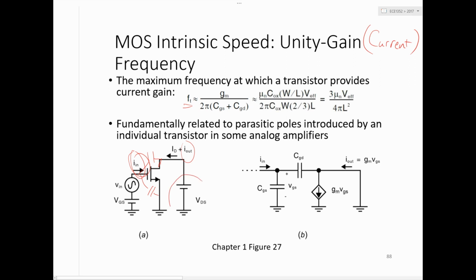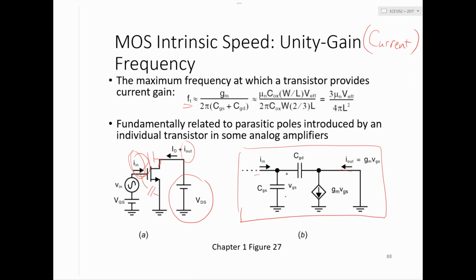So in this case, we bias it with an ideal voltage source instead of an ideal current source. Okay. Now, if you do, then it becomes a very simple small signal equivalent schematic here. And you can find the gain from I in to I out. It's just GM VGS, right? All the output current goes there.